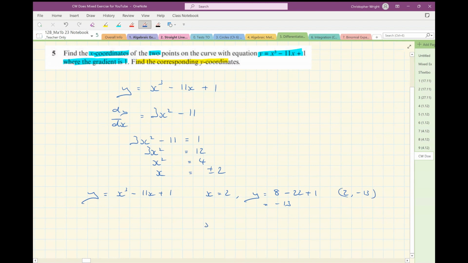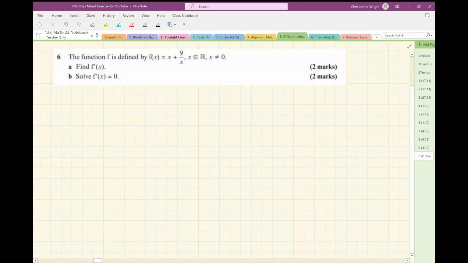And the other possibility was x is minus 2, in which case y is minus 2 cubed, minus 8, minus 11 times minus 2 is plus 22, plus 1. Minus 8 plus 22 is 14, plus 1 is 15. So that's the point minus 2, 15. And that is the solution to number 5. Question 6.